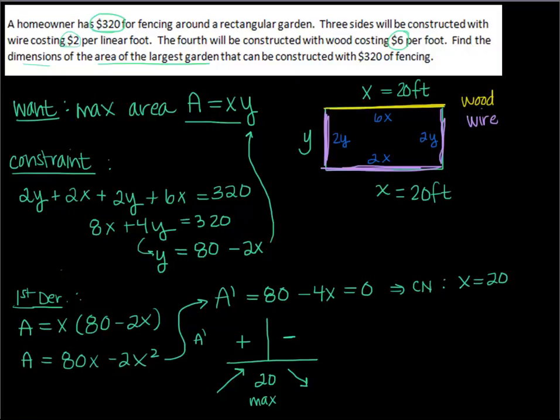But look at, isn't this great? I have y already in terms of x. So I'm just going to do y equals 80 minus 2 times 20. And I can do that. What that tells me is that the dimensions that will yield the largest area with the constraint of the money I have for fencing, and 3 sides must be wire and 1 side must be wood, the dimensions that will yield the largest area is a 20-foot by 40-foot rectangular garden.